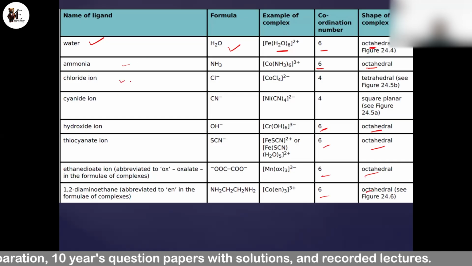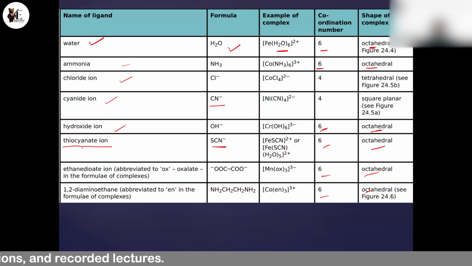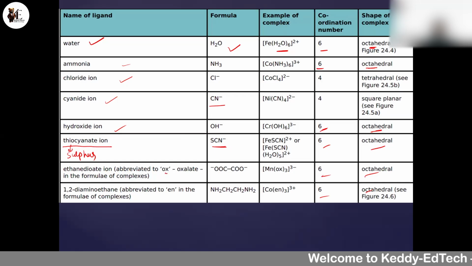Ammonia, you know. Chloride ion you can make. Cyanide is CN minus. Hydroxide ion is OH minus. Thiocyanate is important. It is SCN minus. Thio means sulfur. So it is SCN minus. Ethane dioate ion, which is abbreviated to ox. The other name for oxalate ion is ethane dioate.